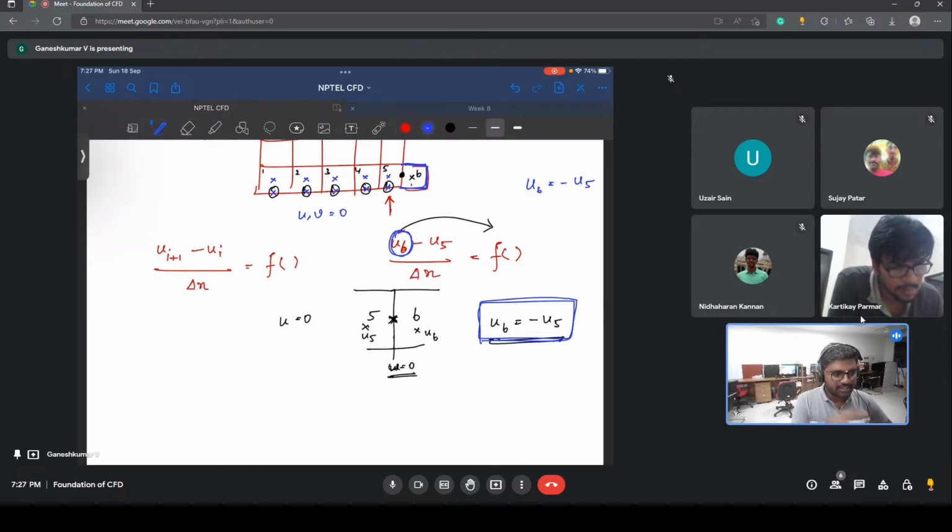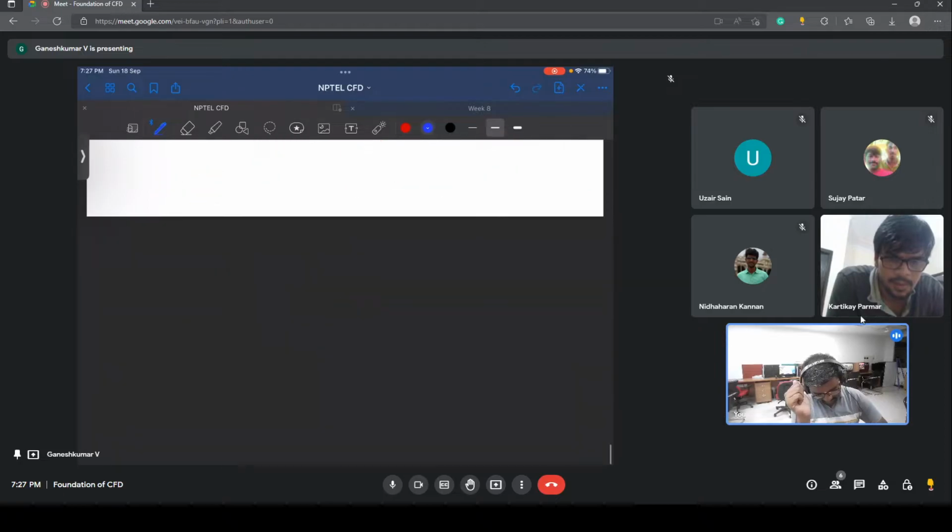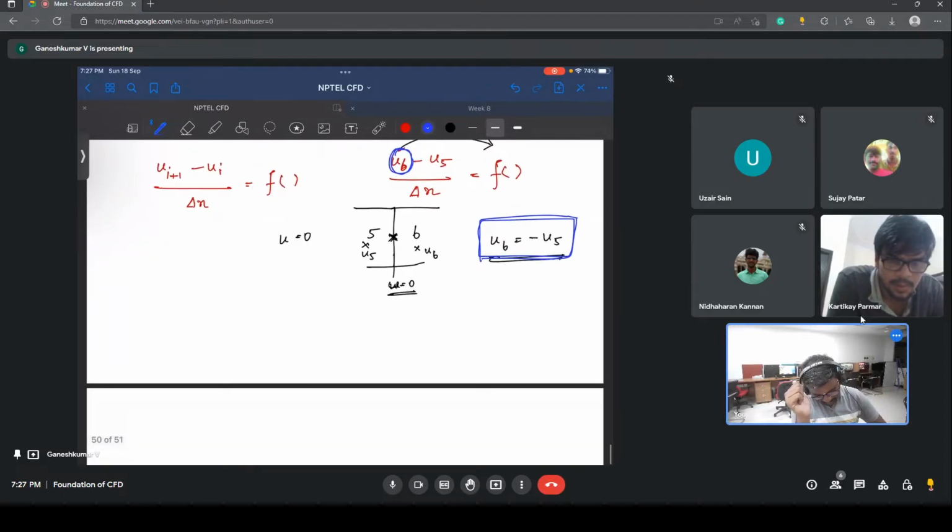This relation I gave you based on logic, but if you have some complicated condition, let's say dou u by dou x is 0 there, where u can be any variable, like temperature, you can specify the temperature, or the gradient of temperature, or maybe a heat flux condition. All those things should be specified at the face, not at the cell center. So if that is the case, how do you do it? Now you have u east should be 0.